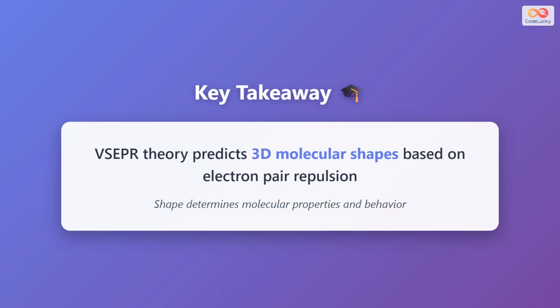Let's wrap up with the key takeaway from this introduction to molecular geometry. VSEPR theory predicts three-dimensional molecular shapes based on the principle of electron pair repulsion. Electron pairs around a central atom position themselves to be as far apart as possible, and this determines the overall shape of the molecule. Remember, shape is not just an interesting fact, it determines molecular properties and behavior. The shape affects polarity, reactivity, and biological function. As you continue studying chemistry, you'll see again and again how critical molecular geometry is for understanding how molecules interact and behave in the real world.